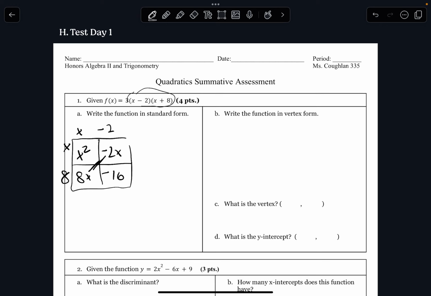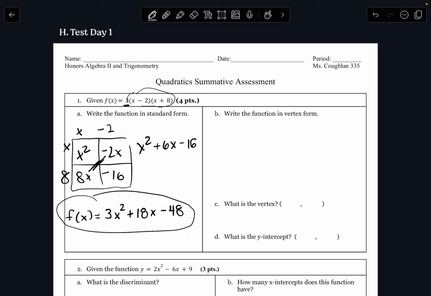Okay, so these two are like terms, therefore the standard form of these two binomials is x squared plus 6x minus 16. But we're not done yet. We also have to multiply by 3. So f of x is equal to 3x squared plus 18x minus 48. You lost a point on your test if you forgot to write f of x.